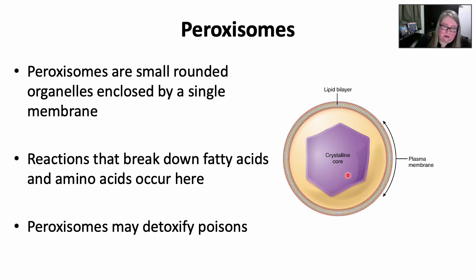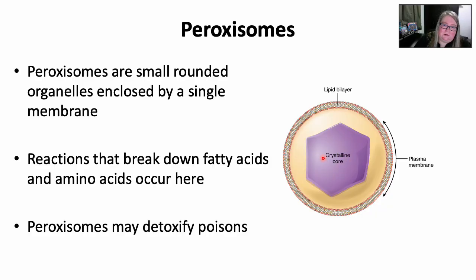So this crystalline core is made out of peroxides. So peroxides are very damaging to a lot of molecules. So this crystalline core can break things down. Specifically, it's used to break down fatty acids from lipids, and it breaks down proteins into amino acids.